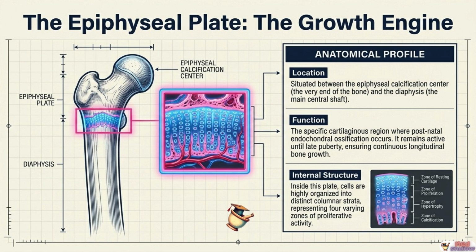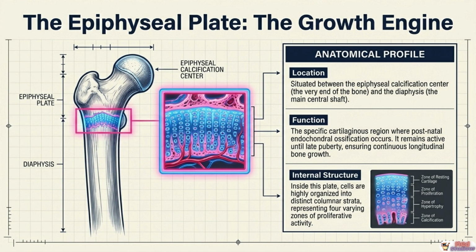It is a cartilaginous disc, and its cells are organized into 4 beautifully ordered columnar zones, each representing a distinct stage of chondrocyte maturation. The plate is regulated by a complex interplay of hormones. Growth hormone stimulates chondrocyte proliferation via IGF-1, thyroid hormone promotes maturation and calcification, sex hormones, estrogen and testosterone, initially accelerate growth before ultimately causing plate closure, and glucocorticoids, in excess, suppress chondrocyte proliferation and can cause growth retardation.